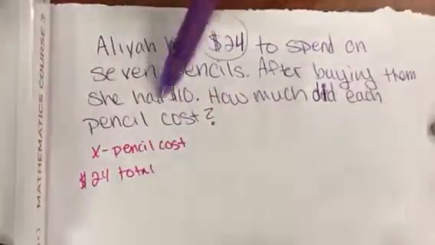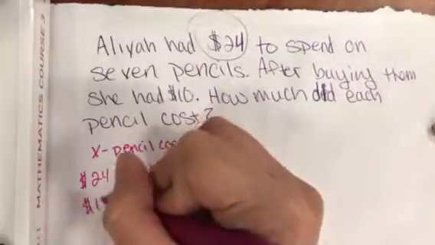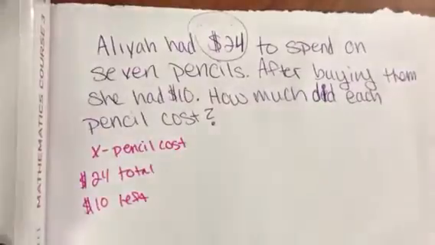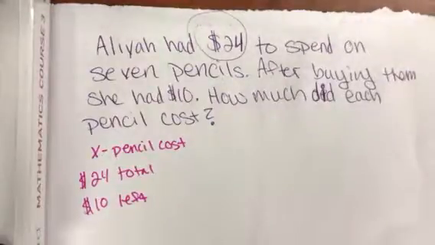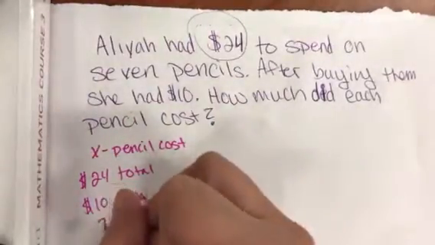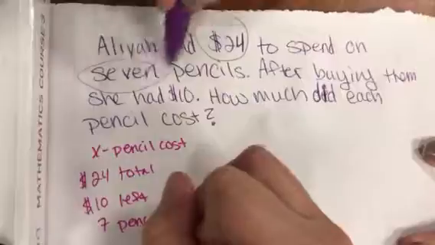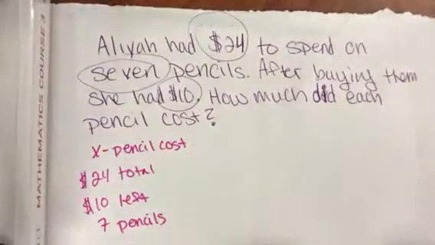And she had $10 left after she purchased the pencil. So $10 left. And so we're looking for how much it cost. Do we know how many pencils she bought? Yes, 7. She bought 7 pencils. Look at that. You snuck that in there. I didn't see that. I did. You see that?